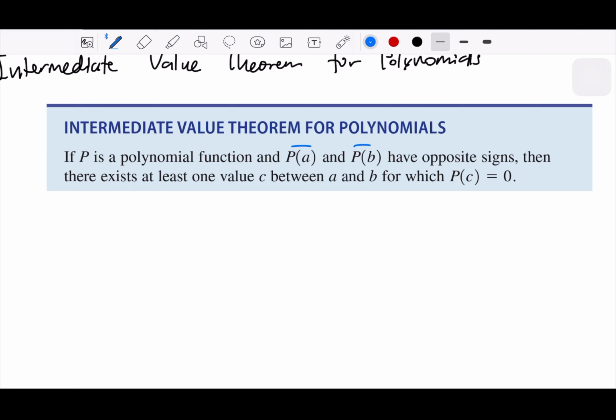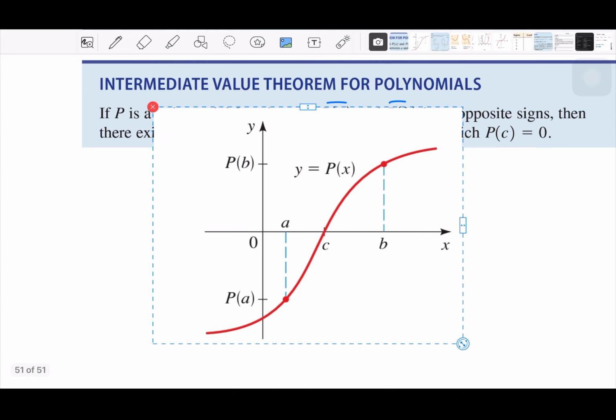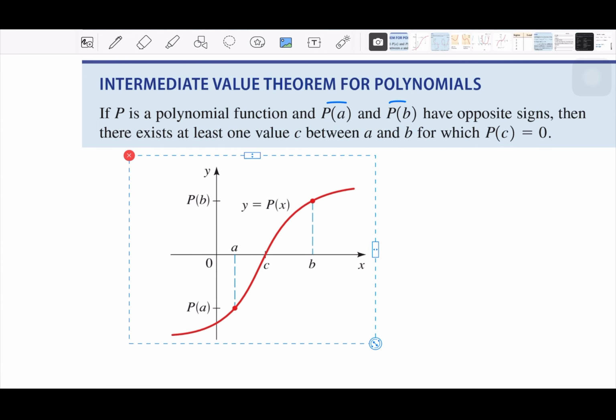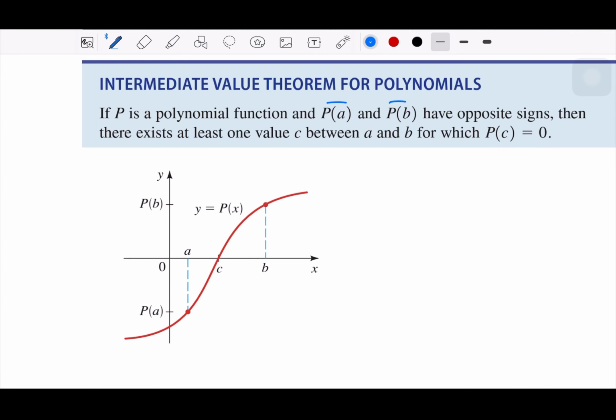So this is a theorem for proving that there is at least one solution of this polynomial. When you plug in some numbers A and B, you will see that P of A has the opposite sign of P of B. So if P of A is positive, maybe P of B will be negative, so we will have something in between that is 0. Let's look at how it is in this graph. This is just an example.